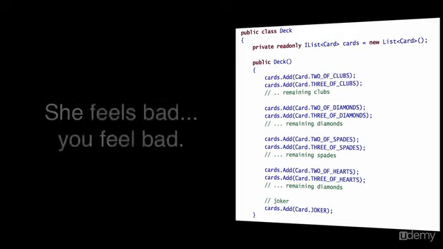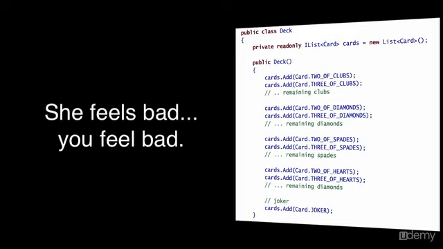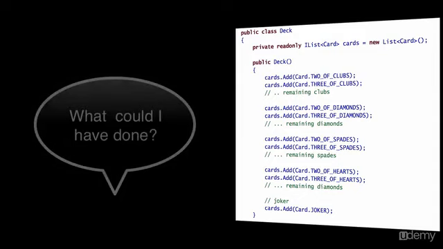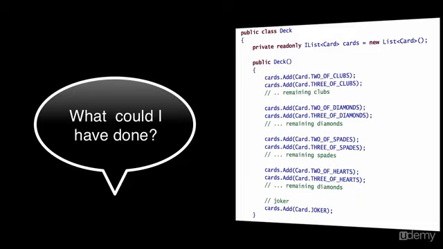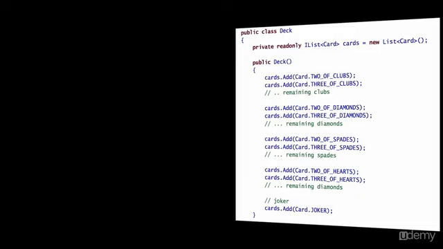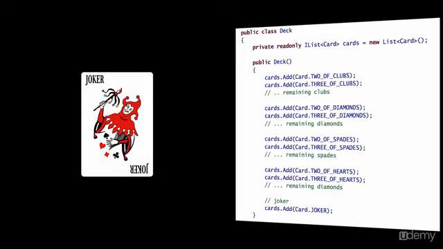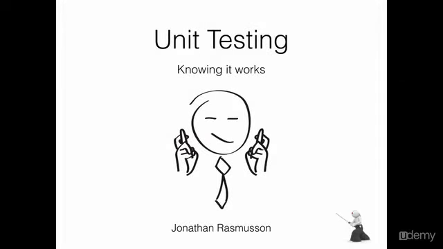Ashamed and embarrassed, the summer student apologizes to you and the rest of the team. Behind closed doors, she asks you what she could have done to make sure nothing like this ever happens again. What do you tell her? What could she or you have done to make sure that that joker bug had zero chance of ever re-entering the code base once it had been fixed? In this light, let's now take a look at the humble unit test.